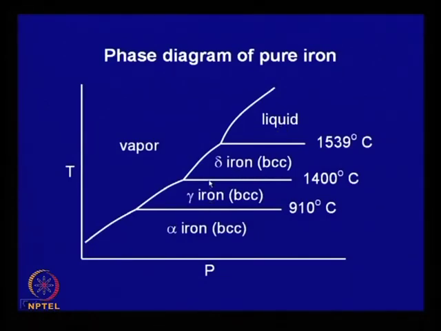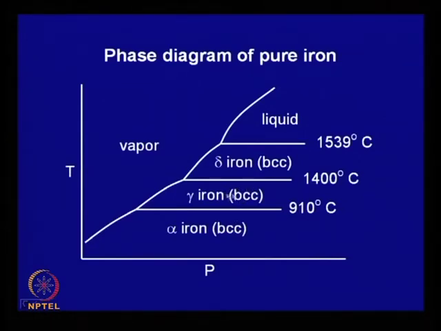So, you have two additional lines. Although I have drawn them as perfectly horizontal, there will be some amount of pressure dependence depending on the volume change which is associated. I leave it to you to find out. Here, when BCC changes to FCC, FCC is much more close packed, so there is a decrease in volume. So, by heating you have a decrease in volume, and try to find out what the slope will be, positive or negative.